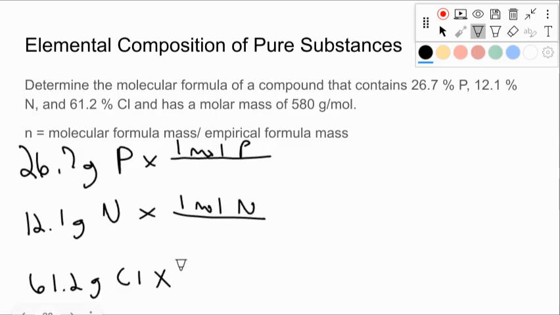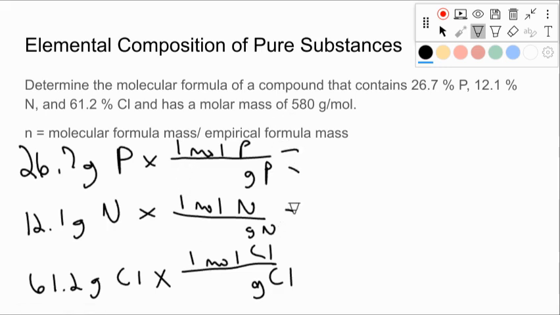Again, one more basic mole conversion. We do mole conversions all the time. That is a basic language in AP chemistry. So you just need to get really comfortable with them. So then my mass for phosphorus is 30.97. My mass of nitrogen is 14.01. And my mass of chlorine is 35.45.